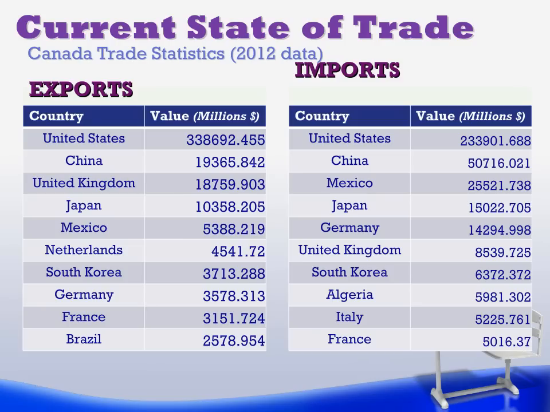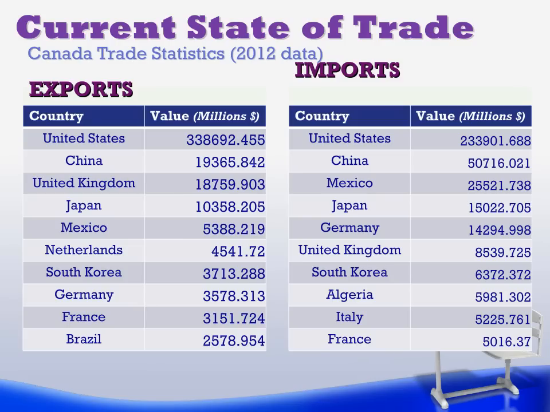These are Canada's trade statistics from last year. The top 10 export destinations and the top 10 countries where we import goods from. And you see that these countries really do represent all of those objectives that Canada wishes to satisfy through trade relationships. The United States, China, United Kingdom, Japan, Mexico, Netherlands, South Korea, Germany, France, and Brazil all are destinations that need our goods. The countries where we bring goods into Canada: United States, China, Mexico, Japan, Germany, United Kingdom, South Korea, Algeria, Italy, and France are all countries that provide goods that we need.